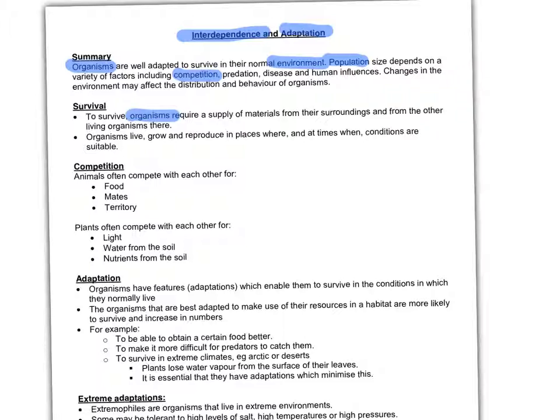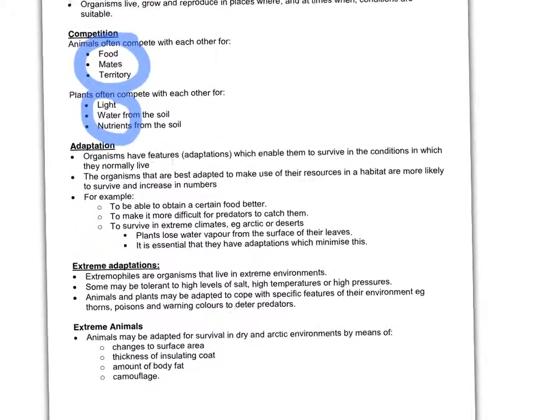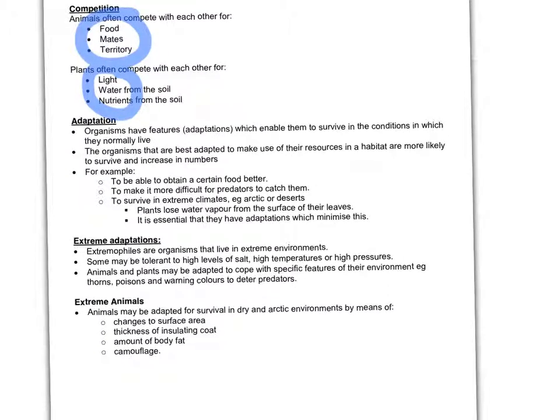Organisms need certain things from their surroundings in order to be able to survive. And often animals will compete for food, mates and territory, whereas plants will compete for light, water and nutrients. Some organisms might have adaptations that allow them to survive in the conditions where they live. Organisms that are best adapted are often the ones that will survive and increase their numbers.